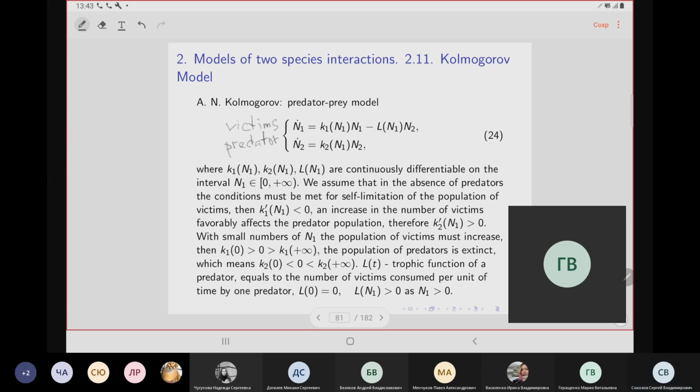Now they are functions. First of all, we need to understand what the features of these functions are. The first moment: all of these functions depend on N1. All of them depend on N1. So it means that the interspecific interaction of predators, and the intraspecific interaction of victims, all of them depend only on the victims' number. What do the functions K1, K2, and L mean?